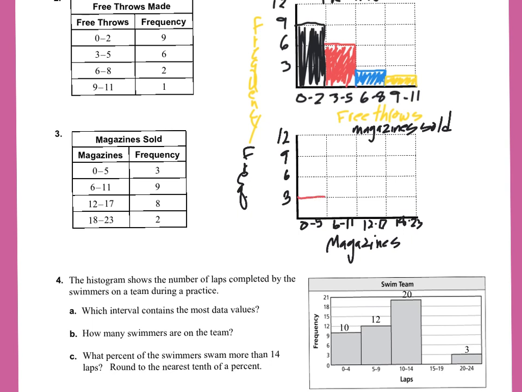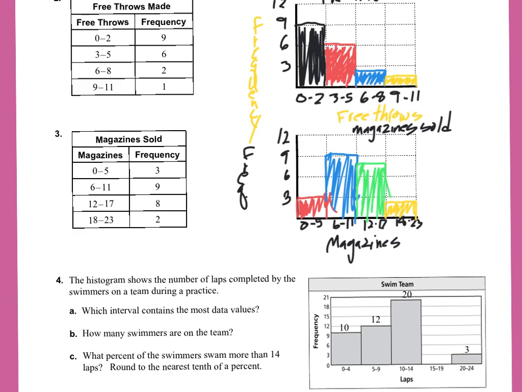So here we go on this one. There's my 3. 6 to 11 is 9. So we're going to go all the way up to there. My 12 to 17 is 8. So a little less than the 9. About right there maybe. And then my 18 to 23 is 2. So we're going to come all the way over here and make it like that. And there you go. So there is how to make a histogram.